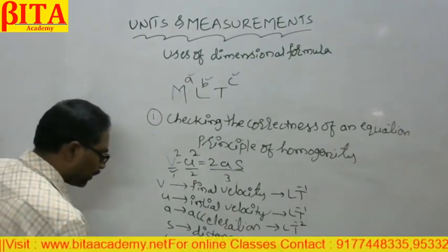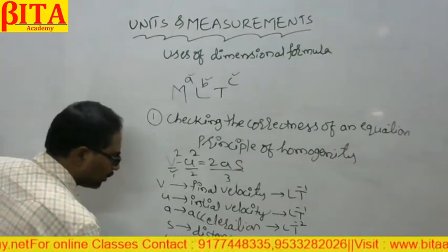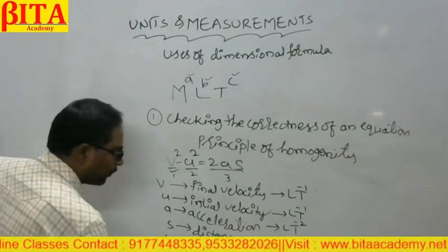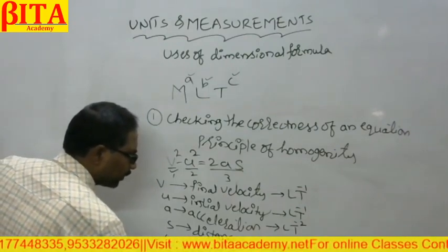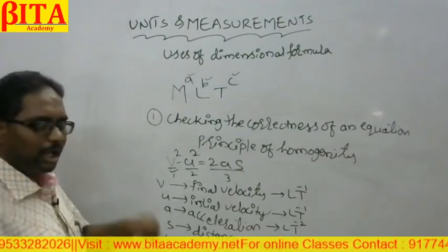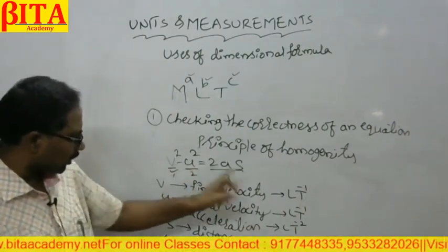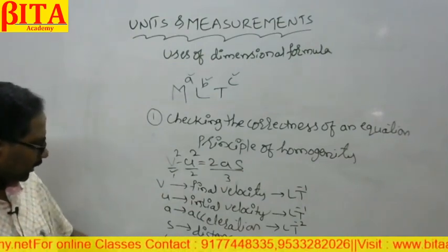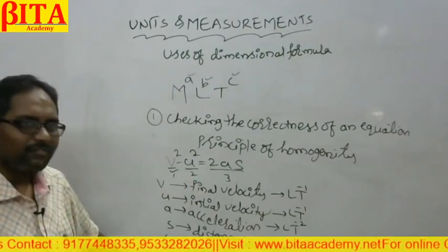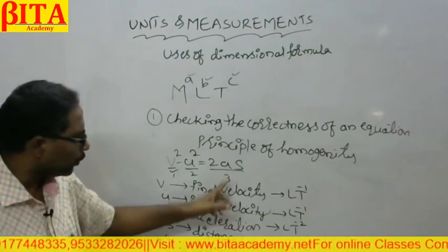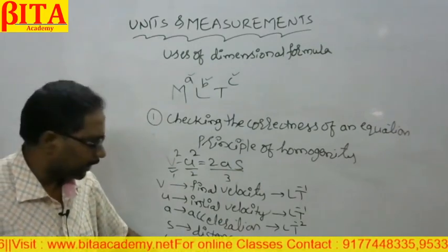L square, t power minus 1 whole square, so t power minus 2, minus again L square t power minus 2, which is equal to L into L square t power minus 2. So now all three terms in this equation: the first term has dimensional formula L square t power minus 2, the second term's dimensional formula is also L square t power minus 2, and the third term's dimensional formula is also L square t power minus 2.